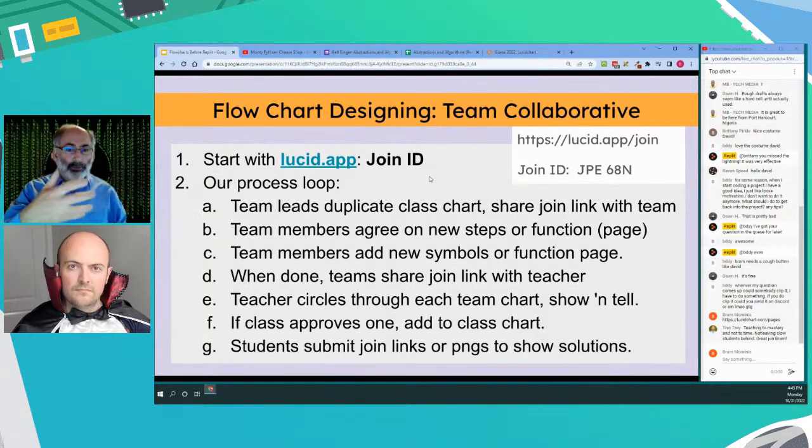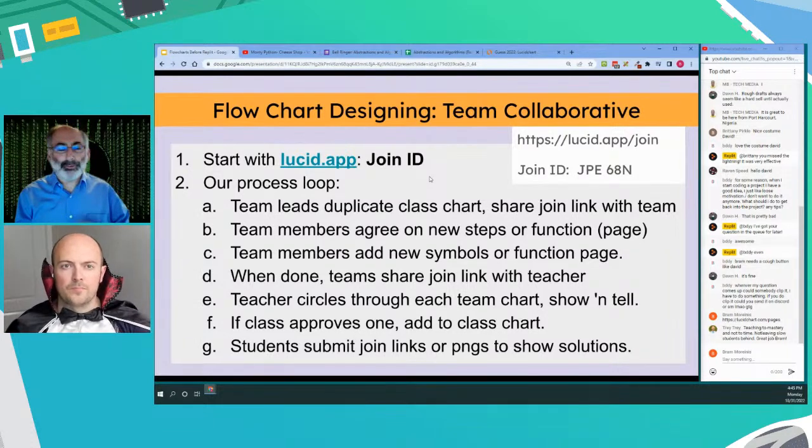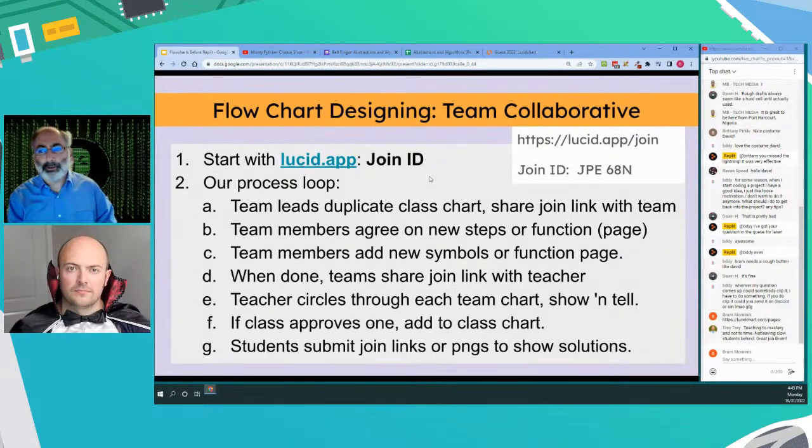And then each team can submit theirs. So this is the most computational thinking friendly of all, because it's not as teacher directed and it's giving students an opportunity to be creative.